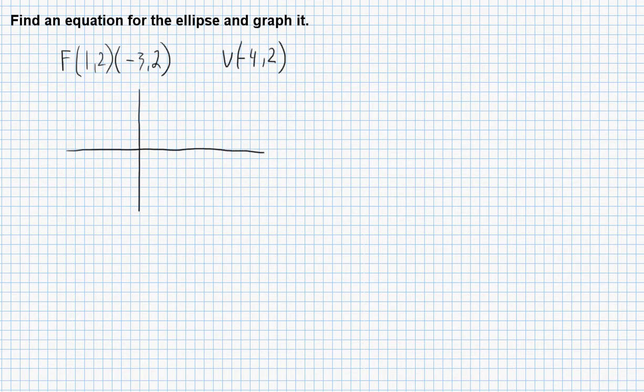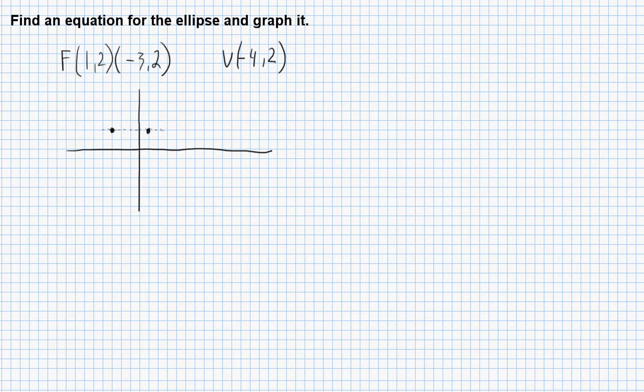Okay, and let me see now. The focal points are at (1, 2), right there, and at (-3, 2). Notice that those two focal points are oriented along a horizontal line. The focal points in an ellipse are always on the major axis, so that tells us that the major axis has to be horizontally oriented, so this is going to be a horizontally oriented ellipse.